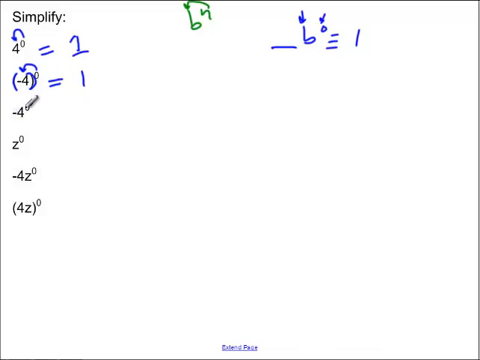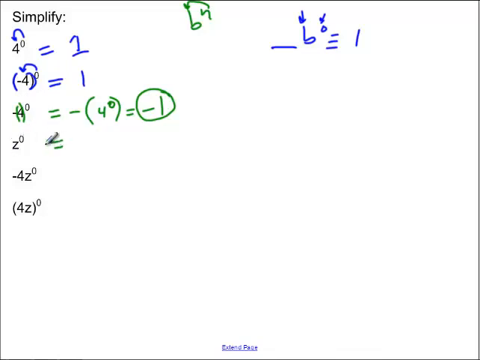Now, how about this one? It's a little bit different because here's a negative outside the parentheses, outside the base, and the 4 is taken to the 0th power. So again, what's our base? Our base should be just 4. So this should be the negative of 4 to the 0th power, and that should be -1. There's our answer, -1. That negative stays outside because it's not part of the base.